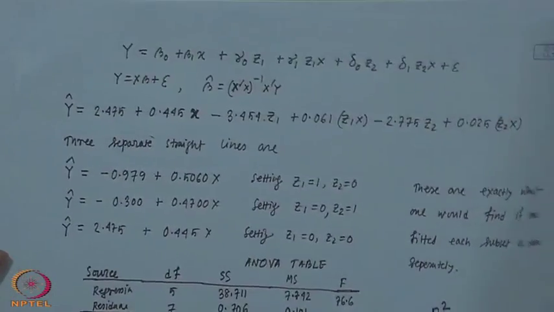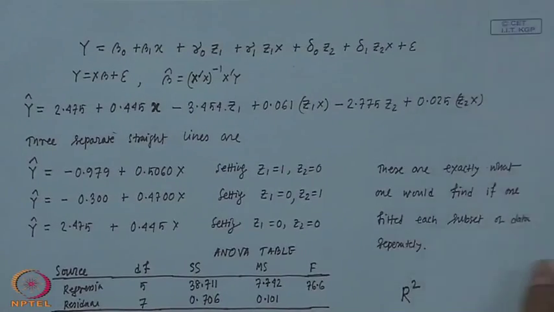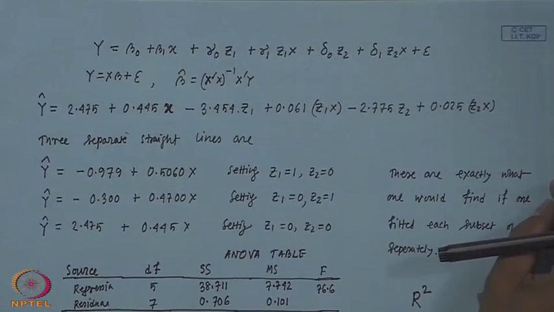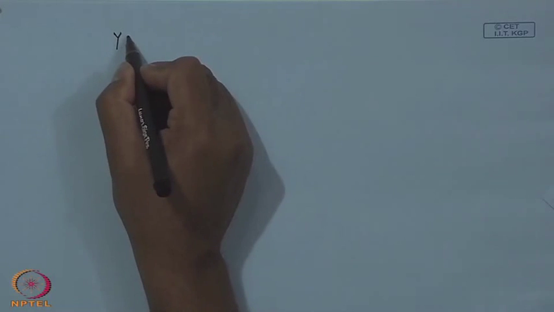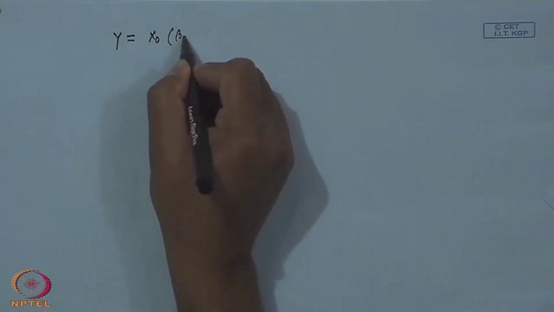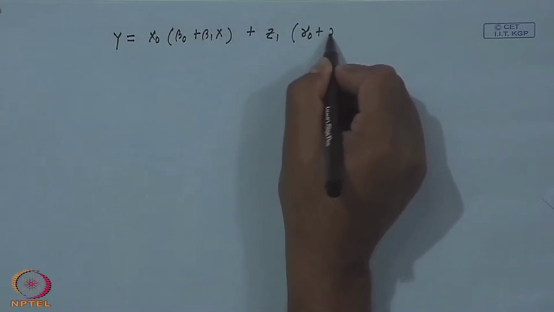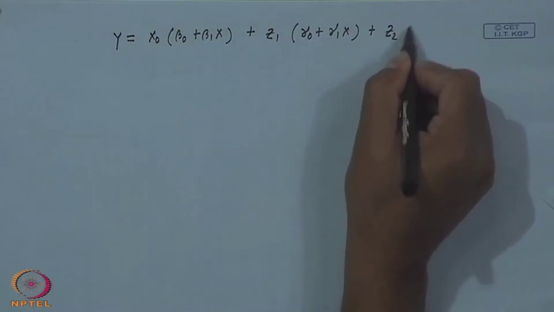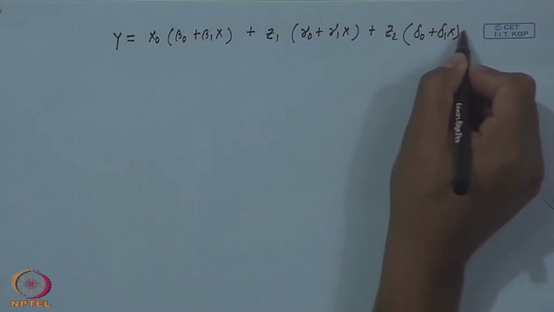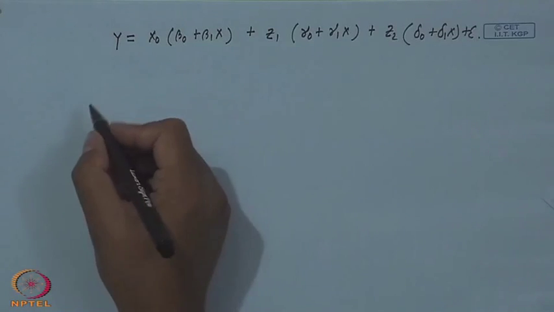Okay. So, what I wanted to say is that we have observed that these three straight lines are very similar to the straight lines we obtained by considering the three parallel line fit before. Now, we need to test that formally. Well, the model we are fitting here is y equal to x naught beta naught plus beta 1 x plus z 1 gamma naught plus gamma 1 x plus z 2 delta naught plus delta 1 x plus epsilon.